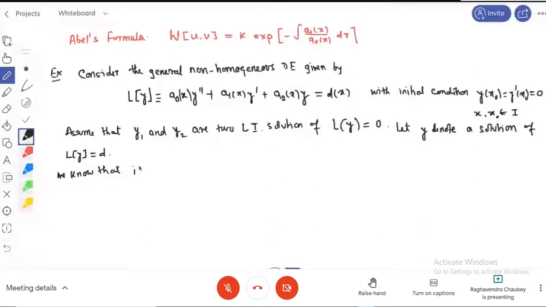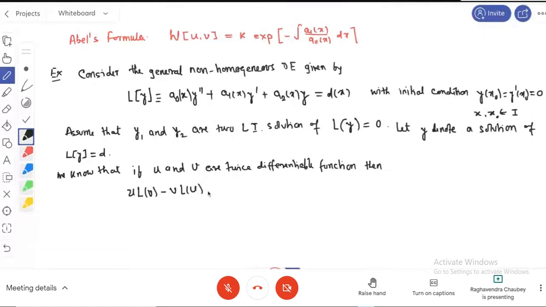if u and v are twice differentiable functions, then u L(v) minus v L(u) equals a0(x) d/dx of the Wronskian of u, v plus a1(x) times the Wronskian of u, v. This we have already tried in the last class.